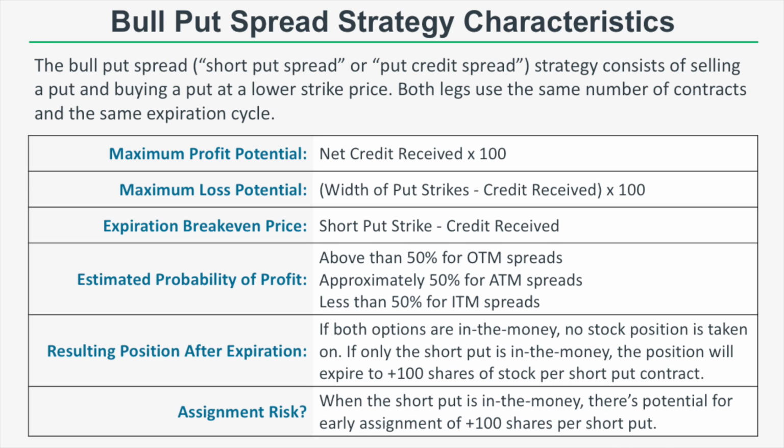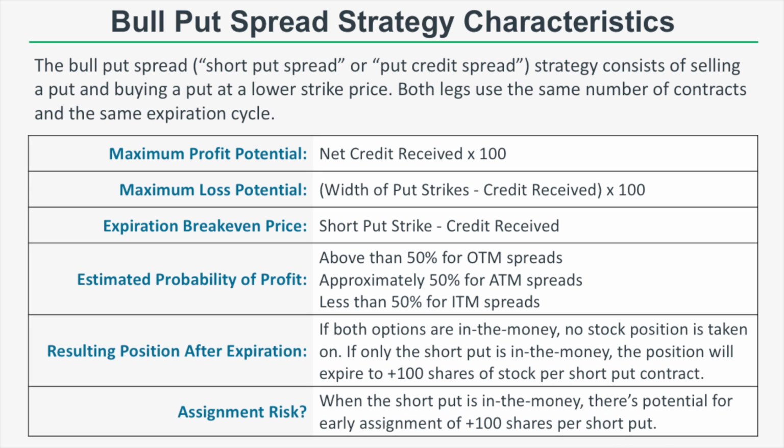The maximum profit potential of the strategy is the net credit received times 100, and the maximum loss potential is the width of the put strikes that you sell minus the credit received times 100. Don't worry, we're going to go through in-depth examples for all these things, but right off the bat we just need to define some of the strategy's characteristics. At expiration, the break-even price of the short put spread strategy is the short put strike minus the credit received.